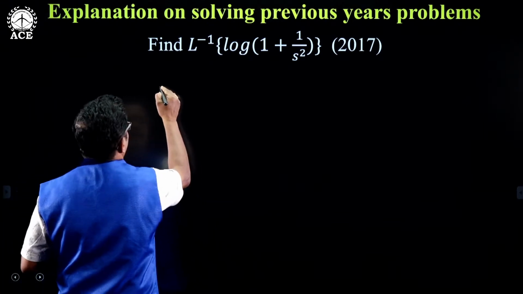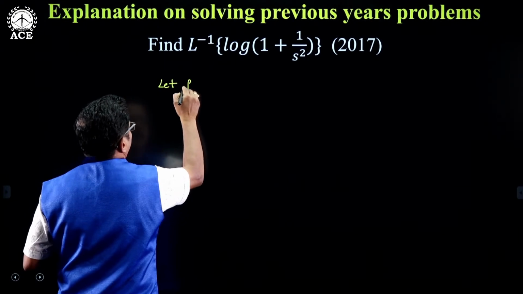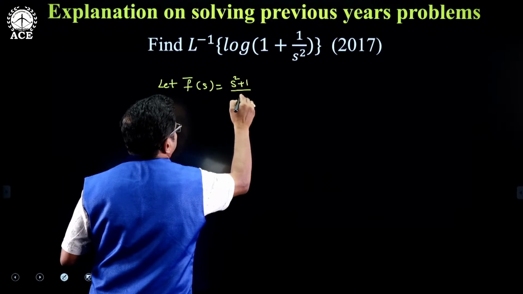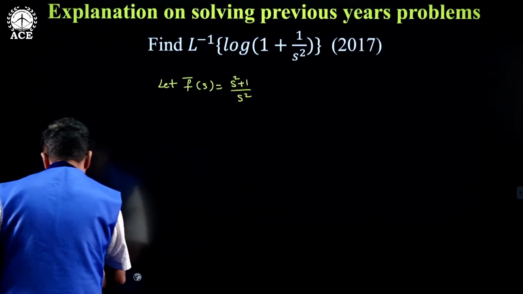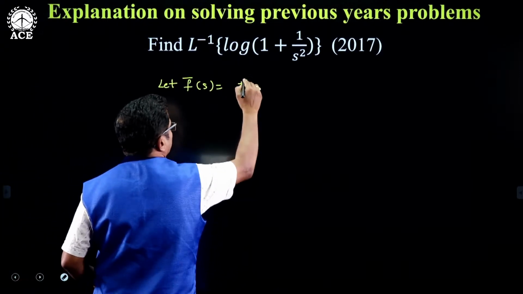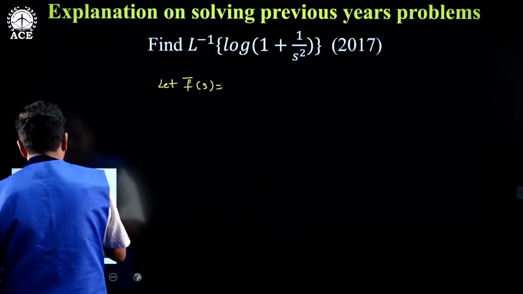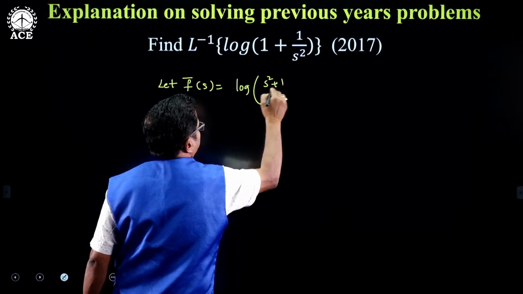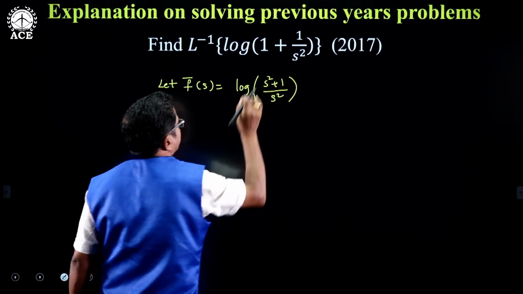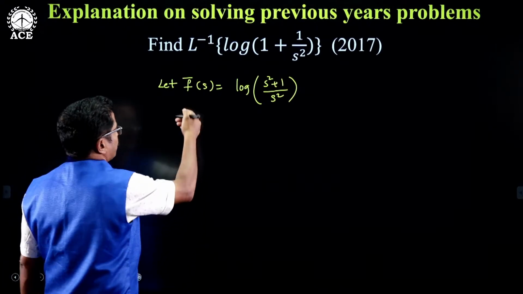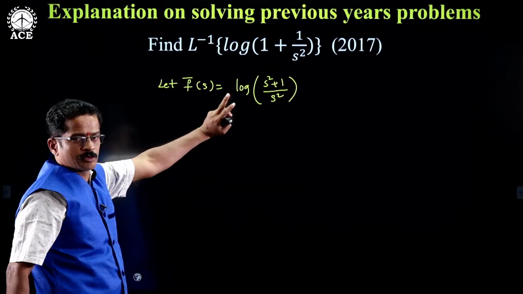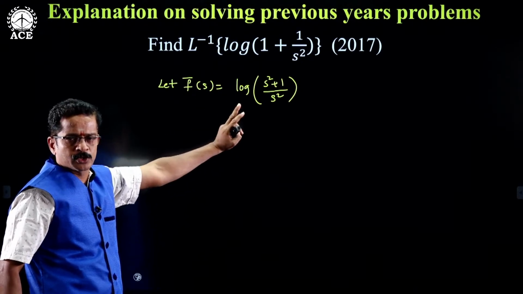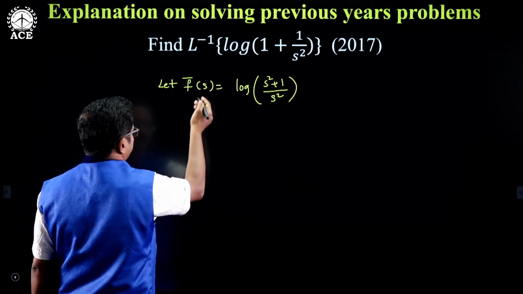So, L inverse of log of s square plus 1 by s square. Here I am taking f bar of s equals log of s square plus 1 by s square. For finding the inverse Laplace transform of logarithmic functions, direct methods are not possible. So I am applying the inverse Laplace transform of derivatives.